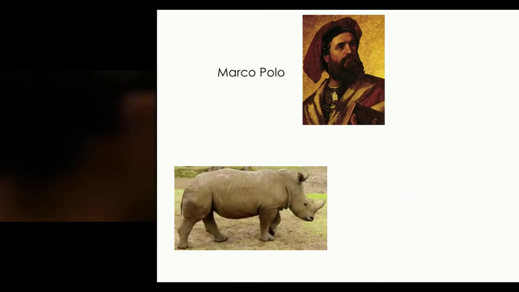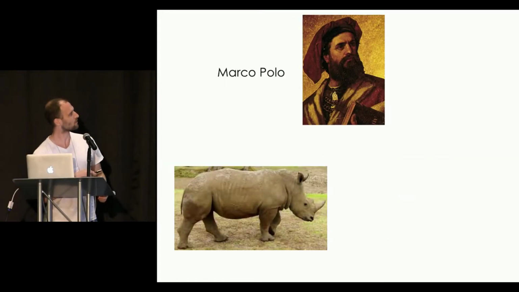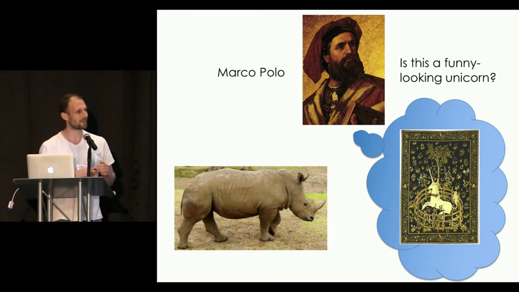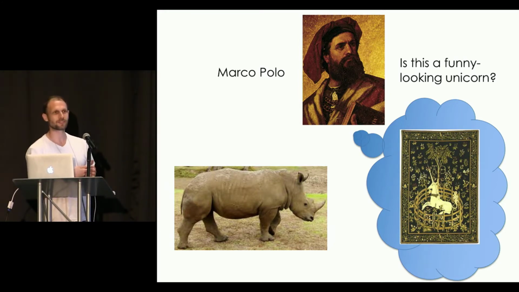All right, so let me start with a story about Marco Polo. Marco Polo visited Java, and he encountered a rhinoceros there. The problem is that Marco Polo didn't actually know what a rhinoceros was. He had no concept of a rhinoceros. No European had ever observed a rhinoceros. The closest thing he could think of was a unicorn, like what a unicorn looks like on a medieval tapestry. So the question for Marco Polo is: is this a funny-looking unicorn, or is this some fundamentally new thing in the world that I have to create a new concept for?